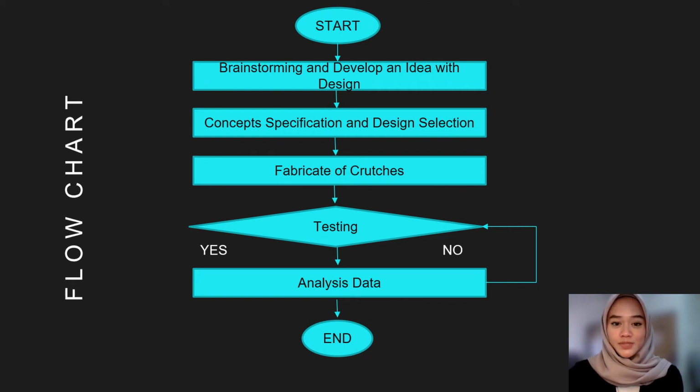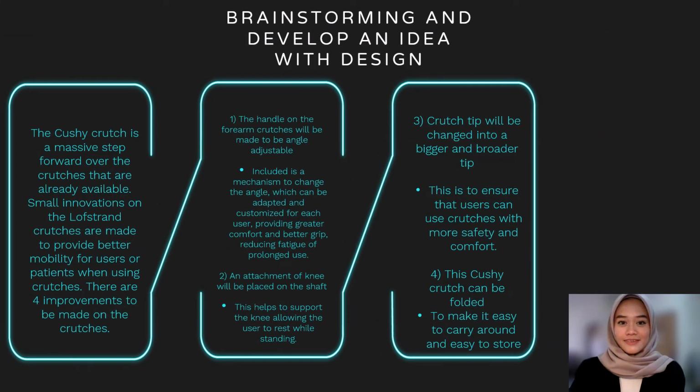Next is the methodology part. As you can see, here is the flowchart of the project. The project starts with brainstorming and developing an idea with design. Next, concept specification and design selection will be made before fabricating the crutch. A further step is to test the crutches and analyze the data. And the project ends. This is the whole idea for the project.